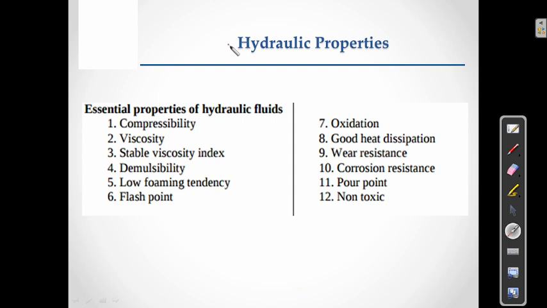See, the essential properties of hydraulic systems are compressibility, viscosity, stable viscosity index, demulsibility, low foaming tendency, flash point, oxidation, good heat dissipation, wear resistance, corrosion resistance, pour point, and non-toxic. These are all the essential properties of the hydraulic systems.